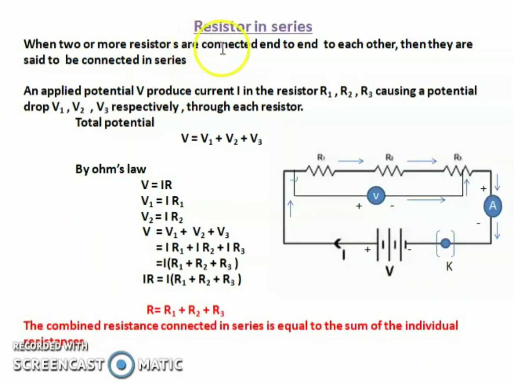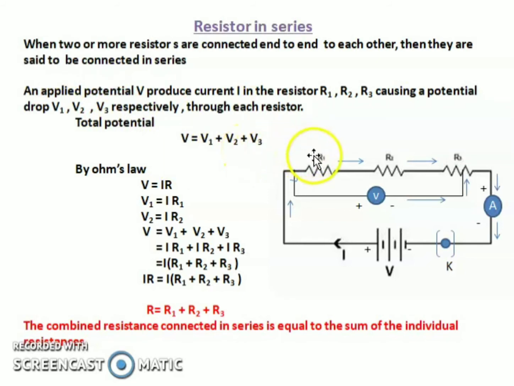First we are going to see the resistors in series. When two or more resistors are connected end to end to each other, then they are said to be connected in series. Here we are going to see the derivation for the series. This is a very important question. An applied potential V produces a current I in the resistors R1, R2, R3, causing a potential drop V1, V2, V3 respectively across each resistor. So the total potential V is equal to V1 plus V2 plus V3.